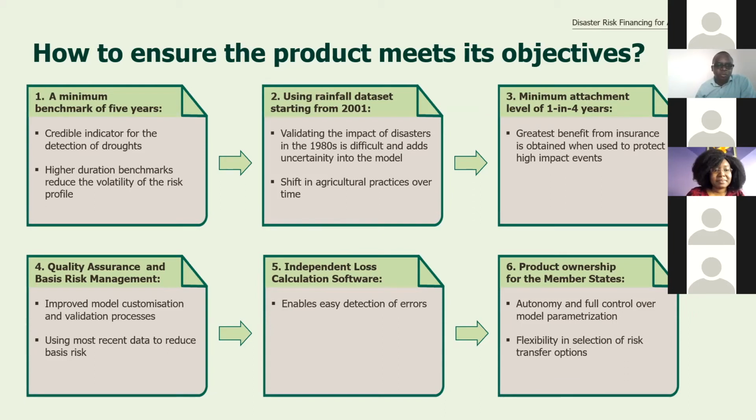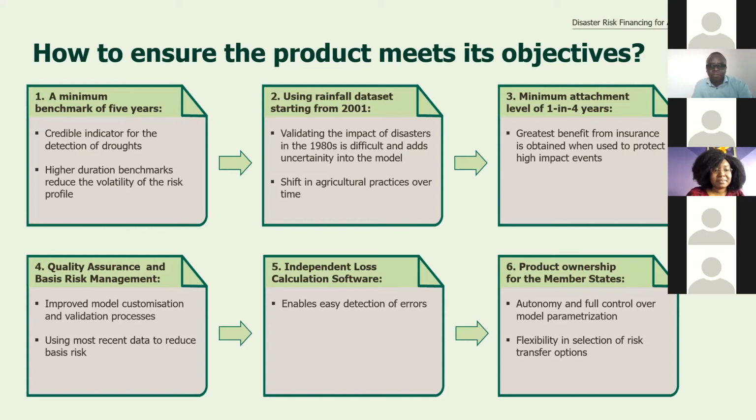The second design feature that we've had to implement is starting to use rainfall data sets, and therefore all the droughts from 2001, because we found the data quality of pre-2001 droughts to be quite low and very difficult to validate. Also, there have been significant changes in agricultural practices over time. So we found that also works.